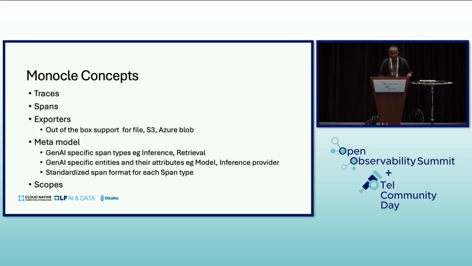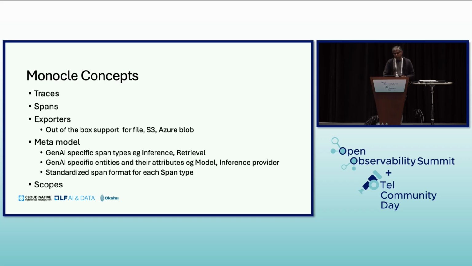The concepts are very similar. The traces and spans are exactly the OpenTelemetry concepts. So are the exporters. And as I mentioned, the S3 and blob connectors are supported out of the box. The meta model is really what Monocle brings as a spec.